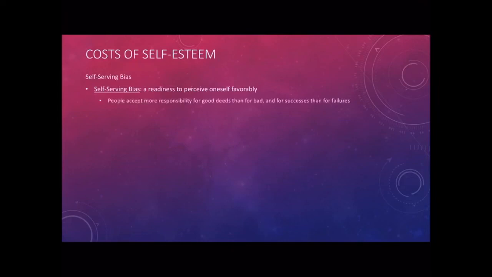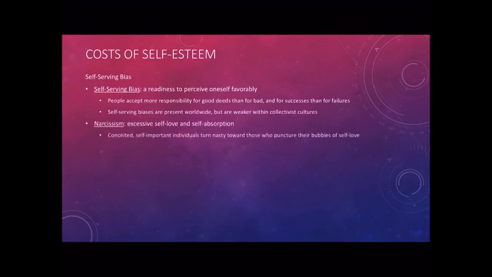People accept more responsibility for good deeds than they do for bad, and for successes than for failures. They're present worldwide, but they're weaker within collectivist cultures. And then narcissism is this excessive self-love and self-absorption. Conceited, self-important individuals turn nasty towards people who puncture their bubbles of self-love, so they do not take criticism well. And there's a correlation between narcissism and aggression.